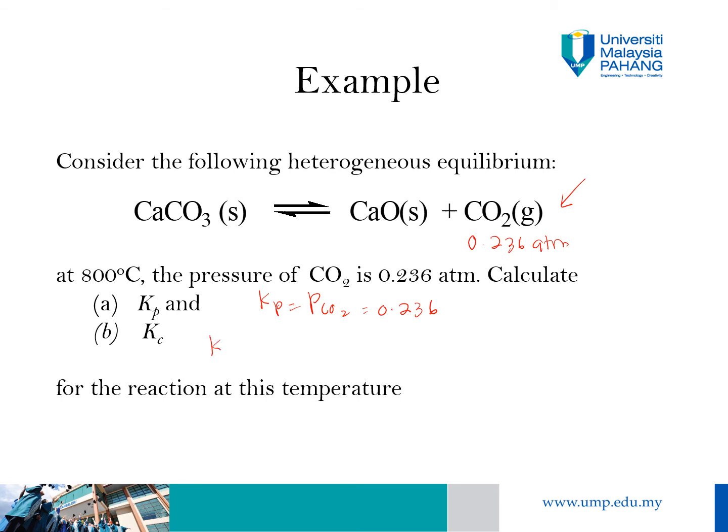From the equation, Kp is equal to Kc times 0.0821 times T to the power of change in n. From this equation we can see that the change in n is equal to 1, which is only 1 mole of gas. So we substitute into this equation: 0.236 equals Kc times 0.0821 times T. So we get Kc is equal to 2.6 times 10 to the power of negative 3.